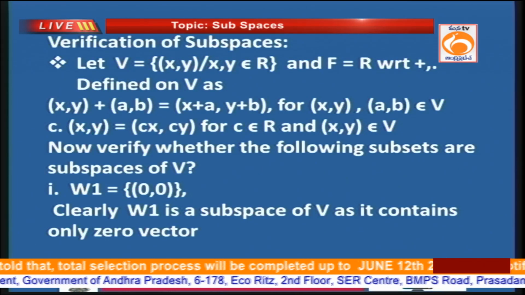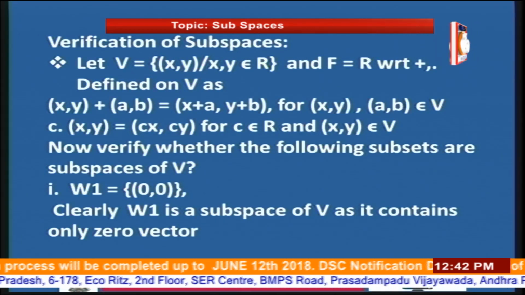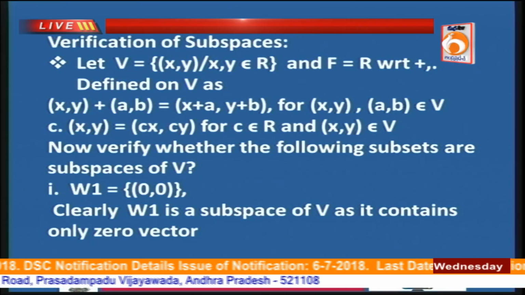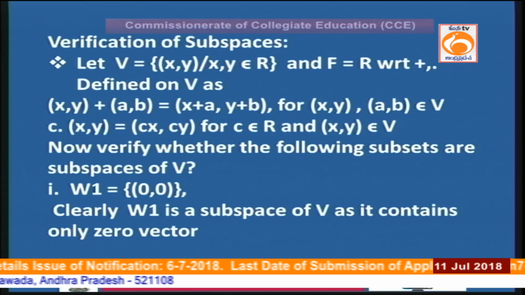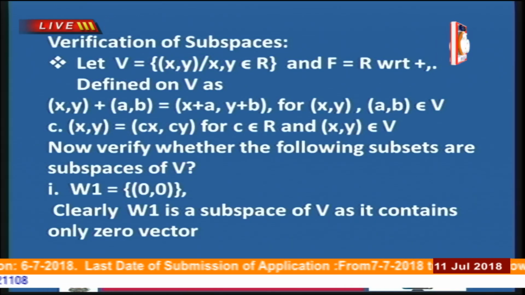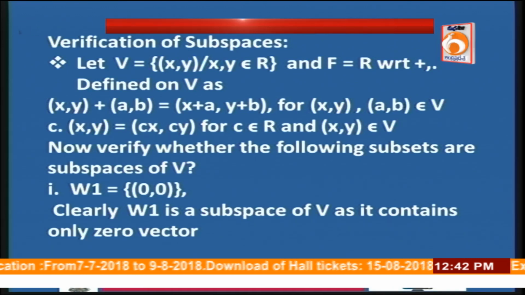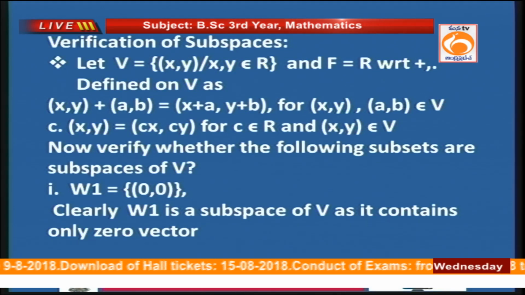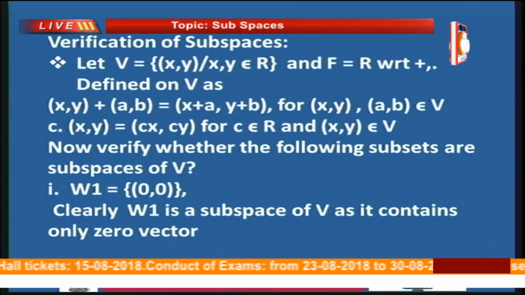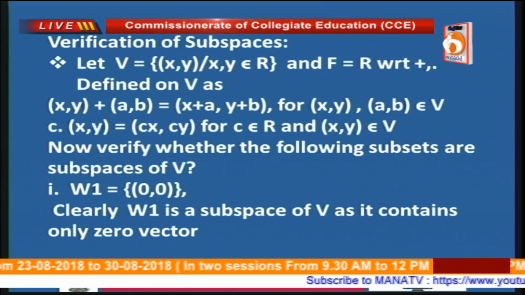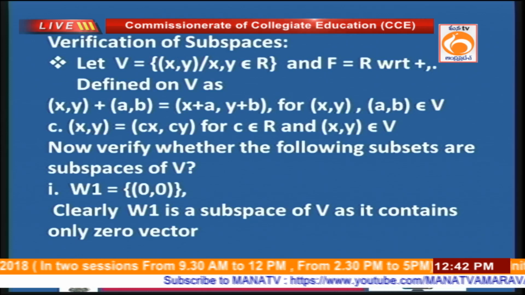I have taken the V which we had given as homework. Okay, so you do that homework part. Now we will only see the subspaces of V. So again, whatever we have defined there, V is a set of ordered pairs x comma y, F is the set of real numbers, and addition and multiplication are defined. Now verify whether the following subsets are subspaces of V.